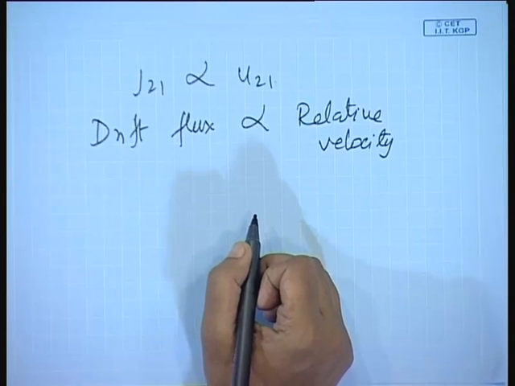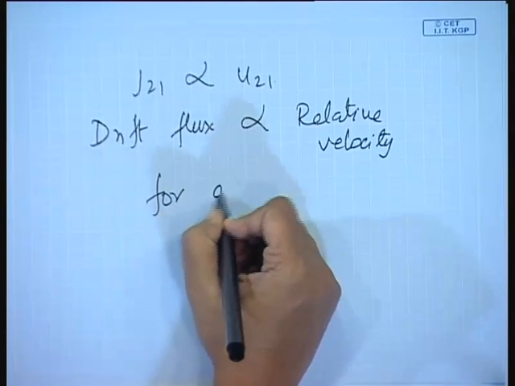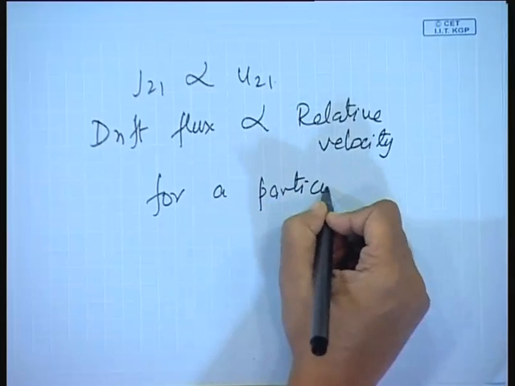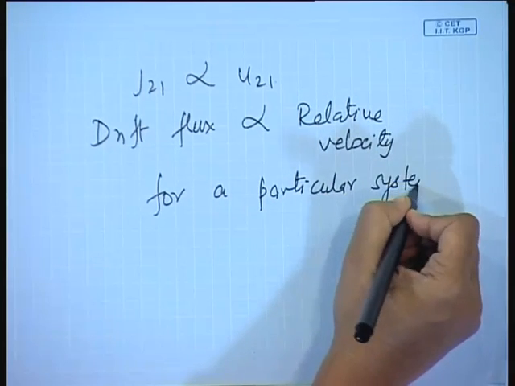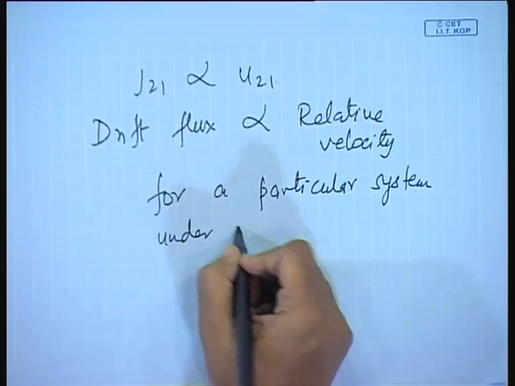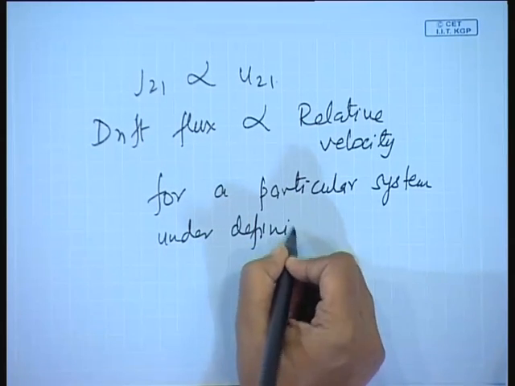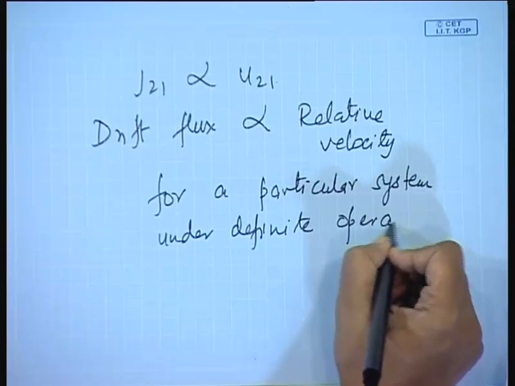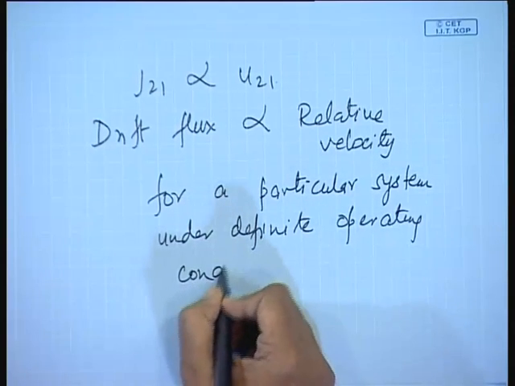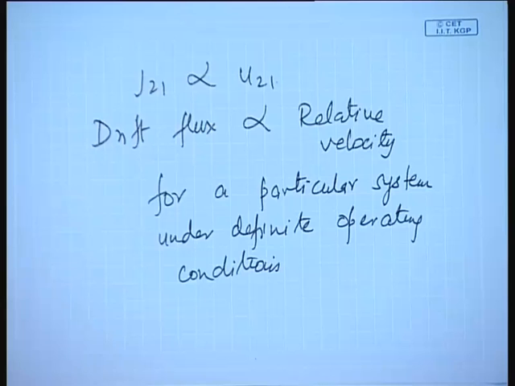That means we assume alpha to be constant. So, therefore, this is proportional to a relative velocity for a particular system under definite operating conditions. So, this has to be kept in mind. Drift flux and drift velocity we will deal with in greater detail when we do the drift flux model, but this completes the chapter of nomenclature.